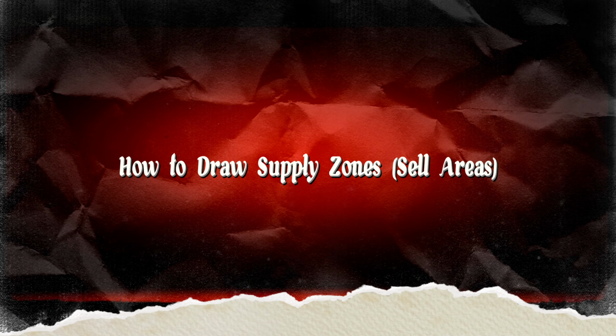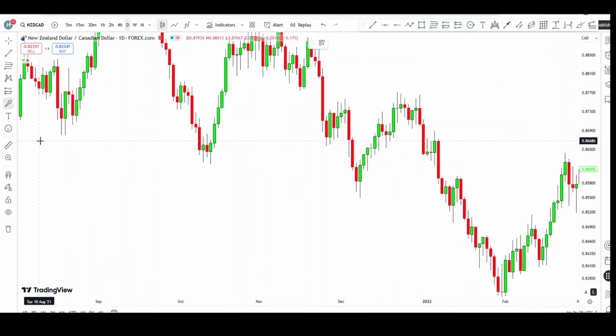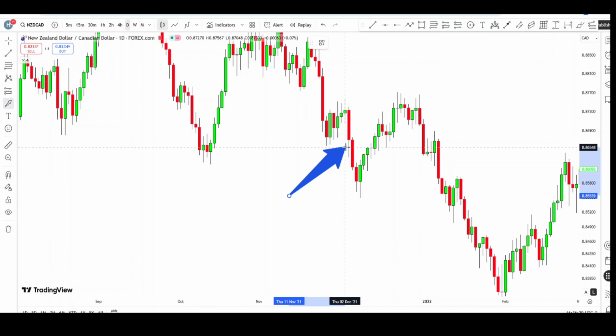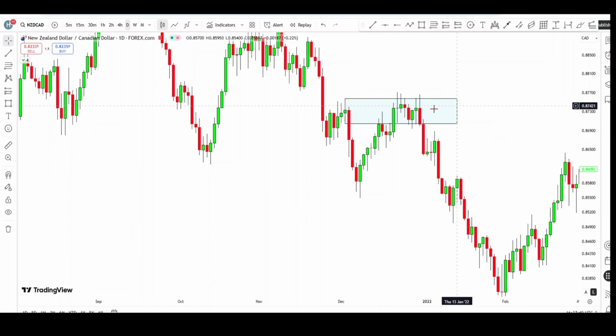How to draw supply zones, sell areas. Here's an example we found for the supply zone. Here we have a sharp drop, big bearish candles or an impulsive move down. So we find the last bullish candle or small consolidation before the big drop. We take our box tool, draw a rectangle from the bottom of the last bullish candle's wick to the top wick of that candle, then drag it to the right side, just like this. So this will be our supply zone.